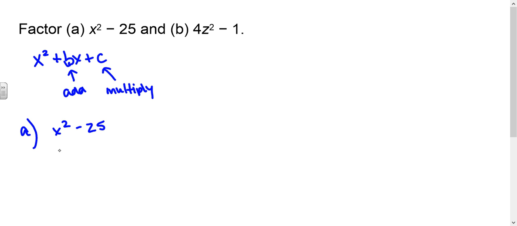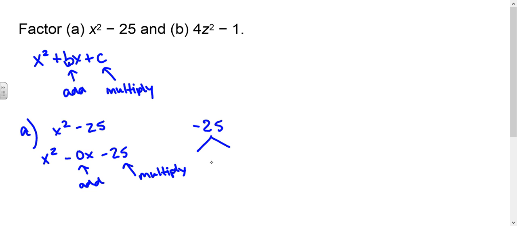it's like there is no middle term. So it's almost like it has x squared minus 0x minus 25. So it's like they have to multiply to be negative 25, but then they have to add to be 0. Okay, so we have to figure out what numbers can multiply to be negative 25, and I want them to add to be 0.